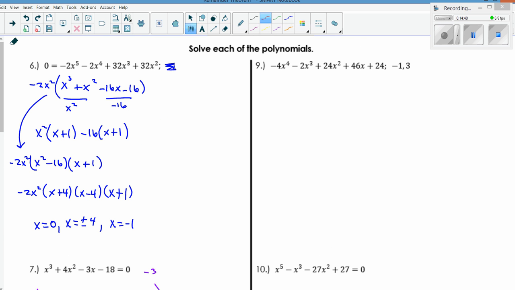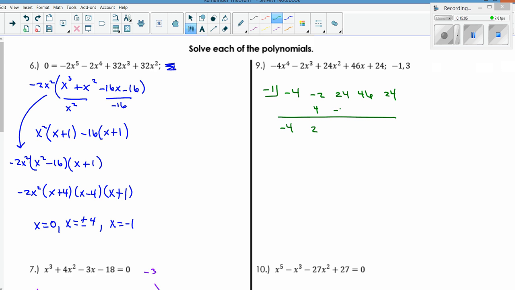Alright, over here, I have 2 zeros that I'm given. I'm just going to do the -1 first. So I have -1, -4, -2, 24, 46, and 24. Alright, so do your synthetic division. You may want to pause it and try it on your own. Just make sure that you're doing okay.